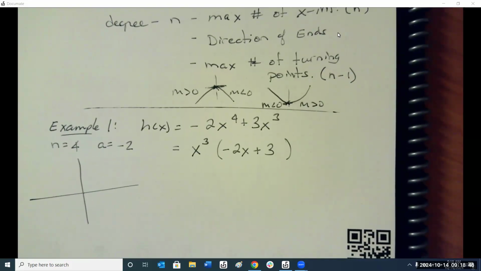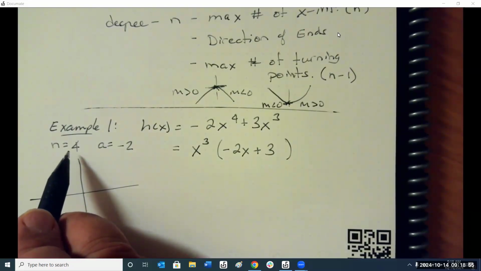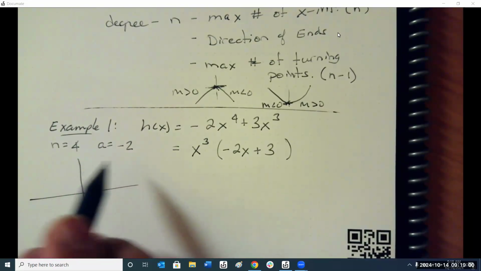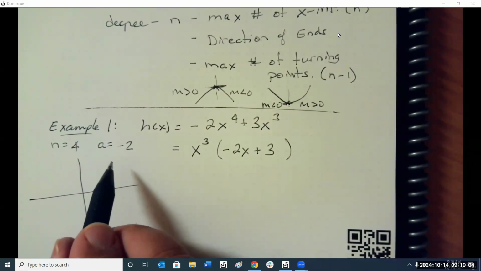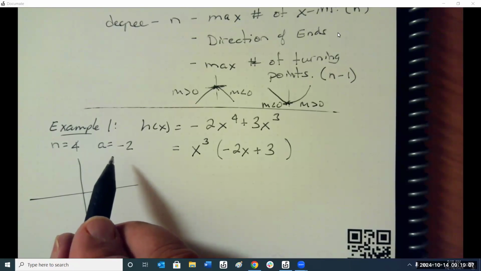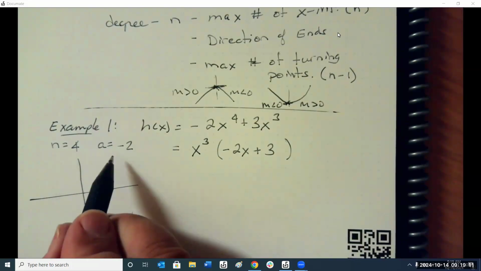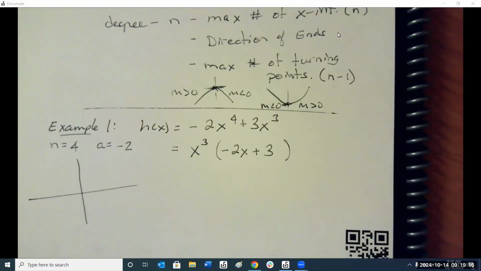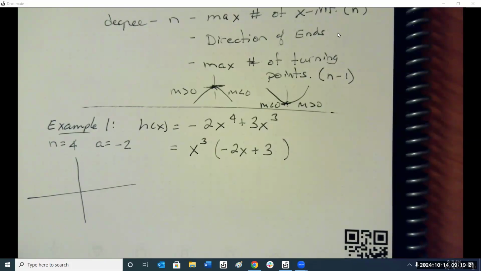In this case, it would tell us that since n is even, both ends are going in the same direction, but since a is negative, they go down. Yeah, decreasing. So the n just tells us if they're the same directions or opposite directions, and a tells us whether it's up or down. Got it. So we have to know what our x-intercepts are.